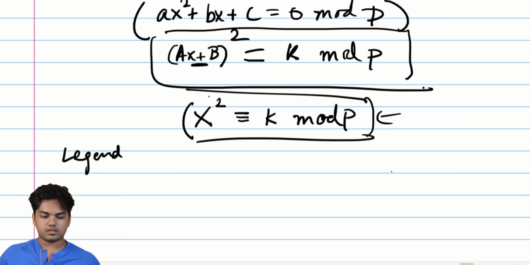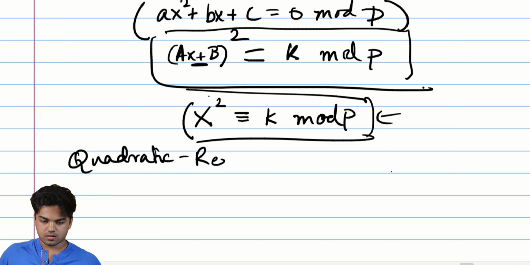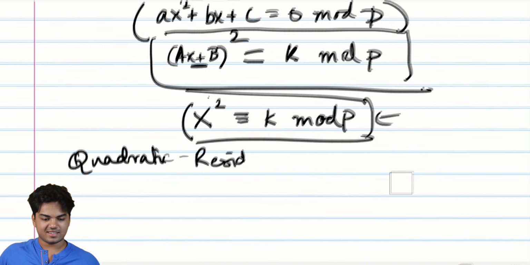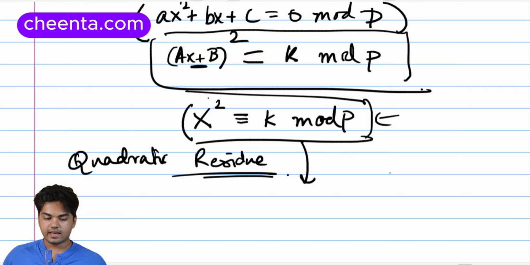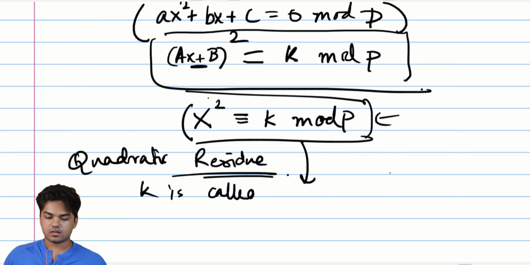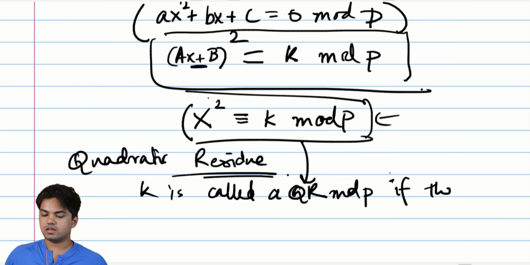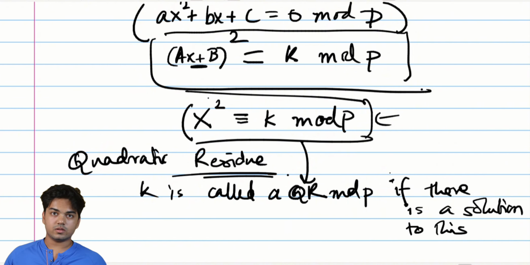Or rather, before the Legendre symbol, the notion of a quadratic residue. What is a quadratic residue? It's a residue which is the square of something. So it's exactly this actually. K is called a quadratic residue mod P, QR in short, QR mod P, if there is such an X, if there is a solution to this. So a quadratic residue is just something which is the square of another residue.